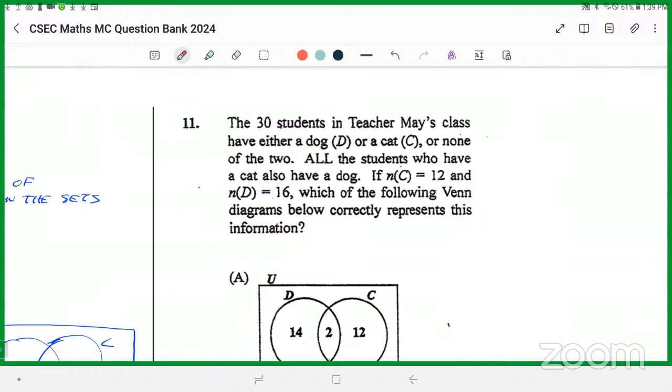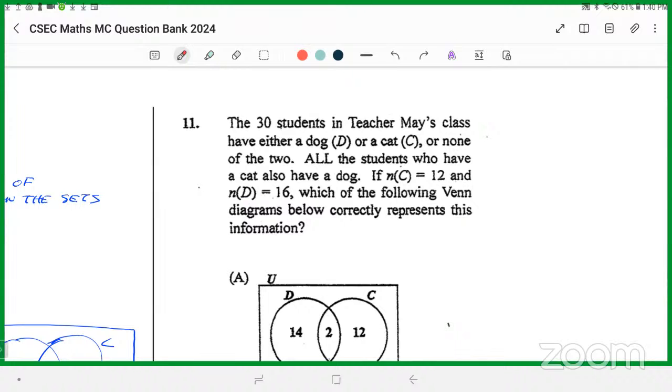All who have a cat also have a dog. So it means that the cats are the subset of the dog set. Because not all who have a dog have a cat, but all who have a cat have a dog. He said the number of cats is 12. The number who have dogs is 17. Which of the following Venn diagrams is the correct one?